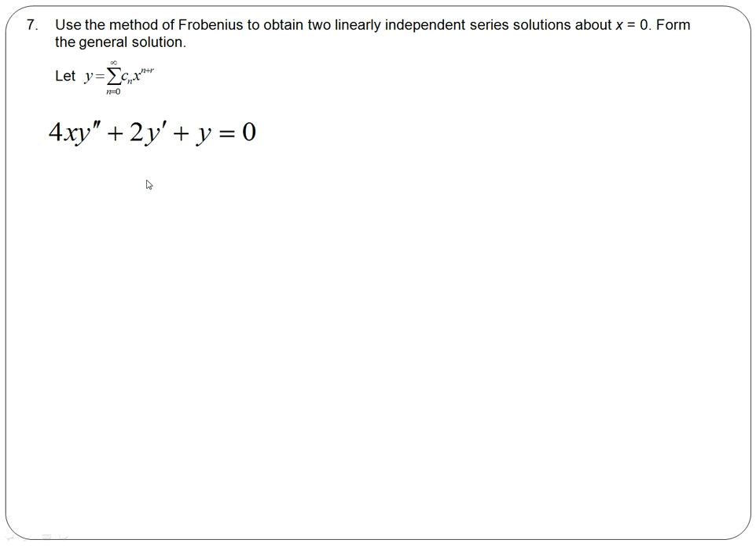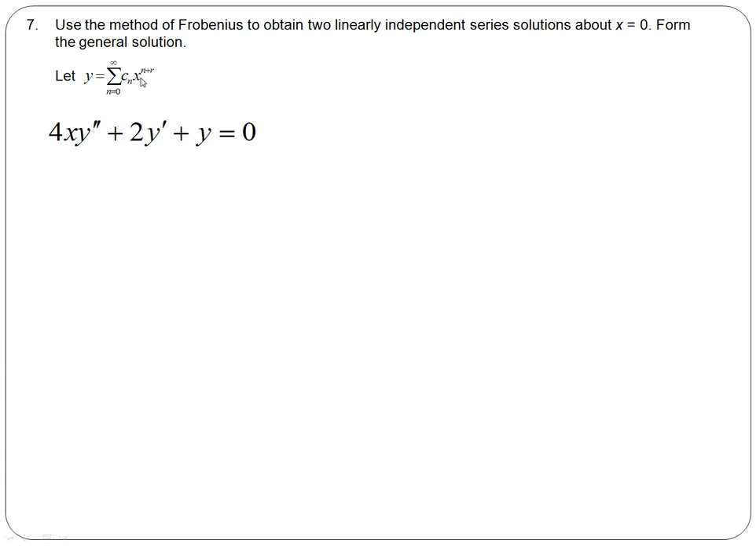On this last example, we're using what's called the method of Frobenius to find two linearly independent solutions about x equals 0. We want to form the general solution to 4x times the second derivative of y plus 2 times the derivative of y plus y equals 0. With the method of Frobenius, you might not have solutions in the form of a polynomial function, but they'll be similar to that form.